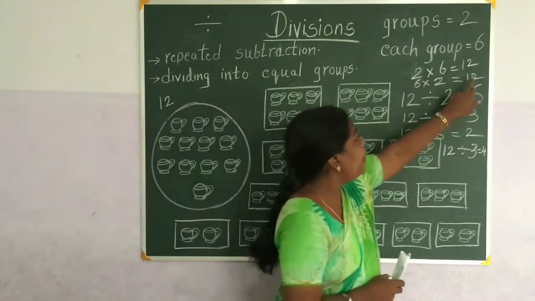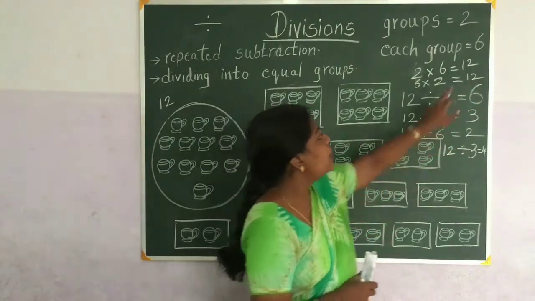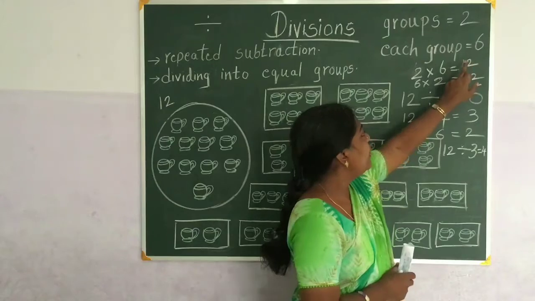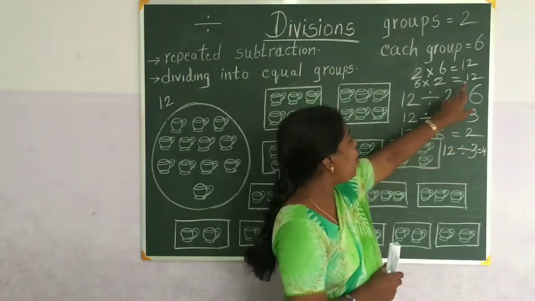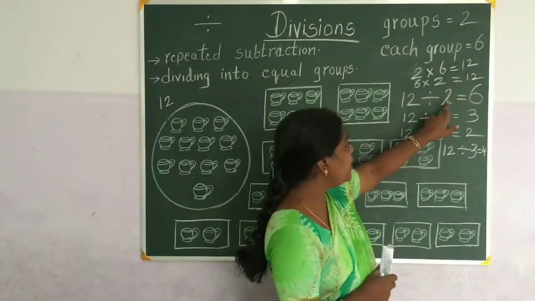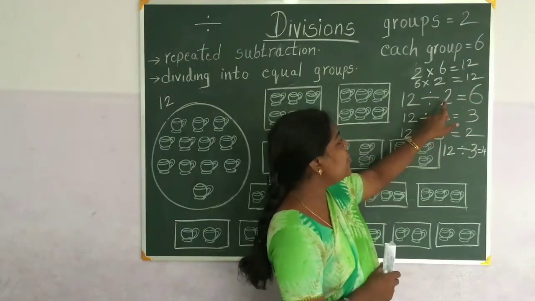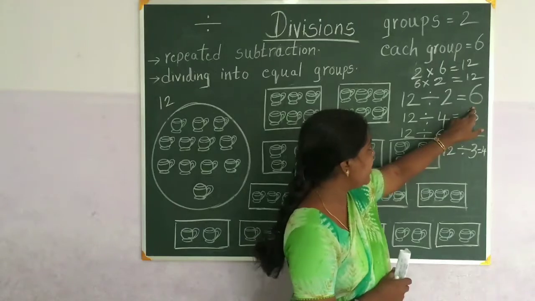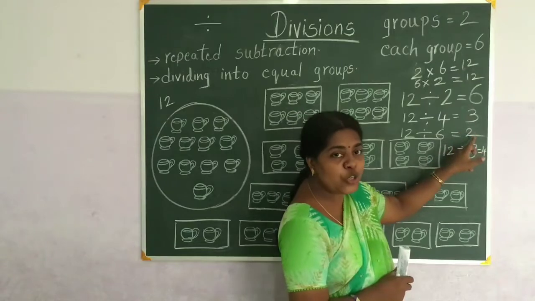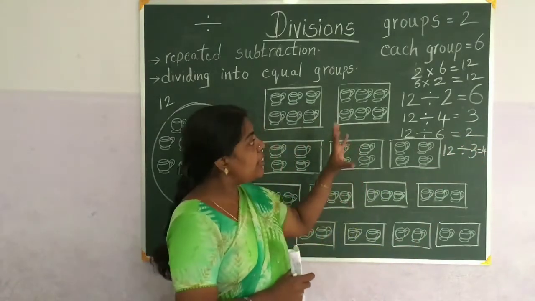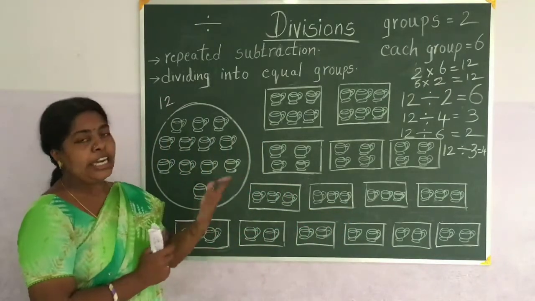Or you can write this multiplication in division form. So, 12 divided by 6 is 2 or 12 divided by 2 is 6. So if 12 cups are divided into 2 groups, in each group we are getting 6. If 12 cups are divided into 6 groups, we are getting 2 in each group. So here in this way, the multiplication and division are opposite to each other.